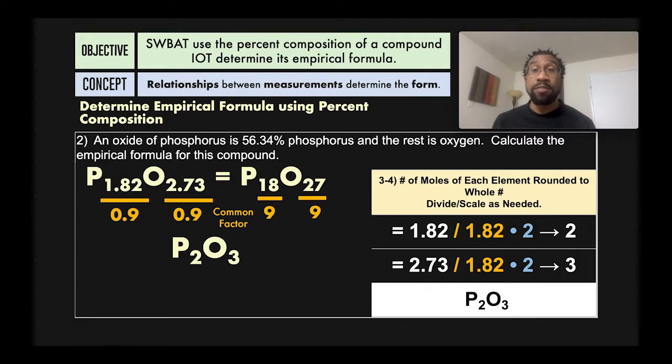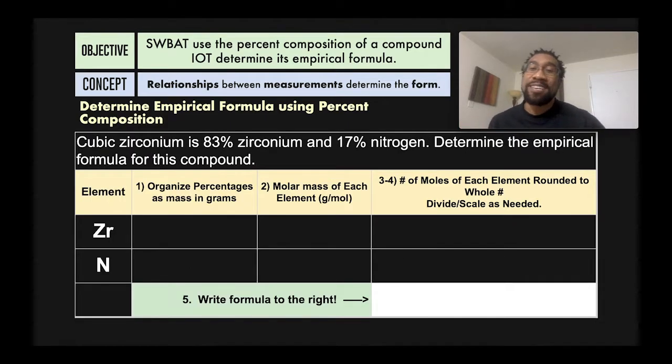If you're still struggling with that, then I highly suggest you still do it the algebraic way and divide each term out and then scale it back up, okay? So let's try one more example. Cubic zirconium is 83% zirconium and 17% nitrogen. Determine the empirical formula for this compound.